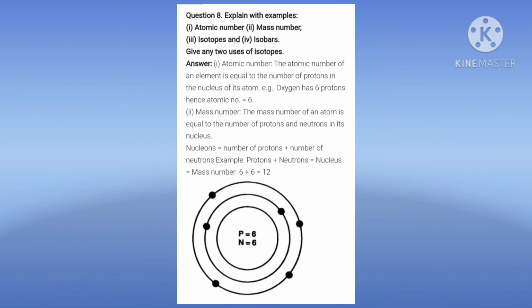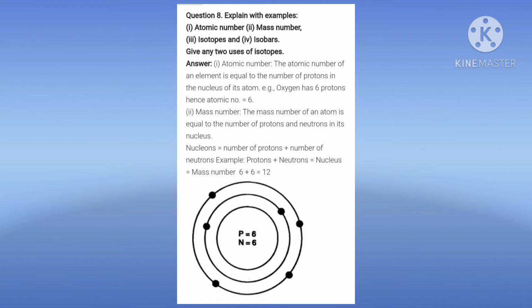Explain with examples different topics that have been given: atomic number, mass number, isotopes and isobars. This is one of the short notes we have to write, very small answers. The atomic number of an element is equal to the number of protons in the nucleus of its atom. Oxygen has 8 protons, hence the atomic number is 8. You can give any example. And I told you also why the atomic number is represented by the number of protons, because it remains constant.